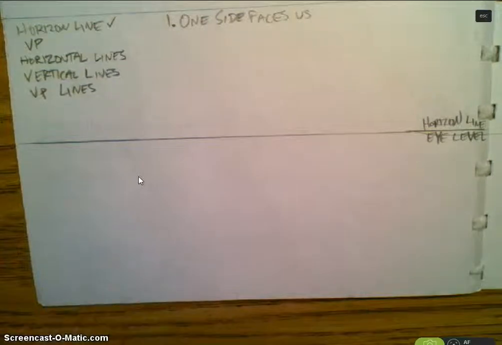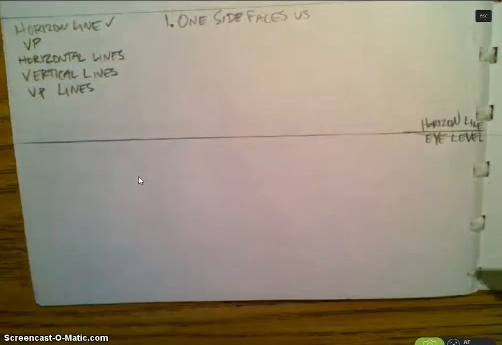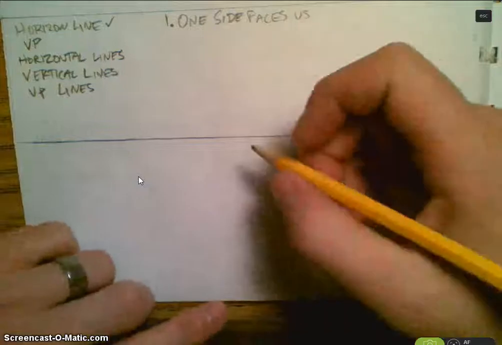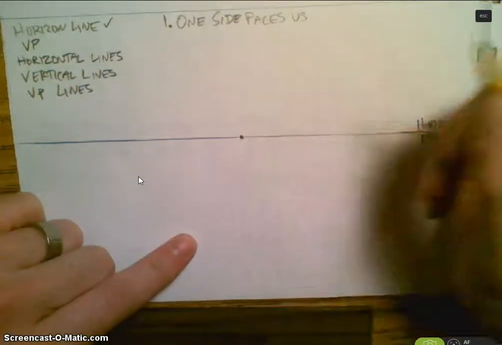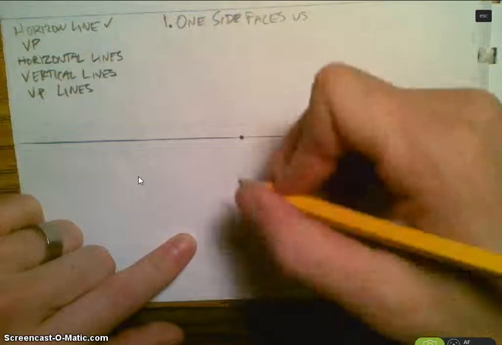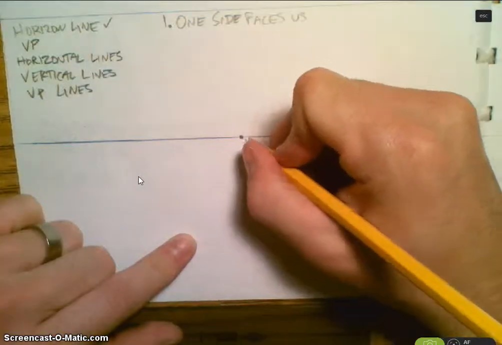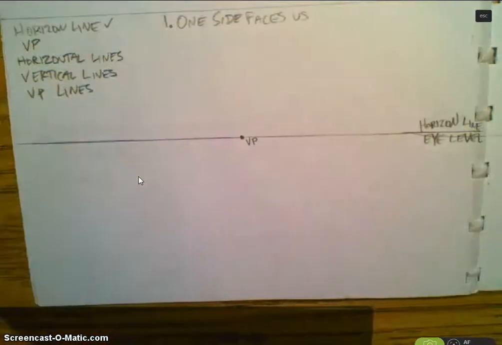Okay? So to start out, I'm going to draw a cube. Well, actually, I need to put a vanishing point on here first. So I'm just going to put a dot right there in the middle. I'm going to label it VP, so I know that's my vanishing point. All right? And now I want to draw a cube.